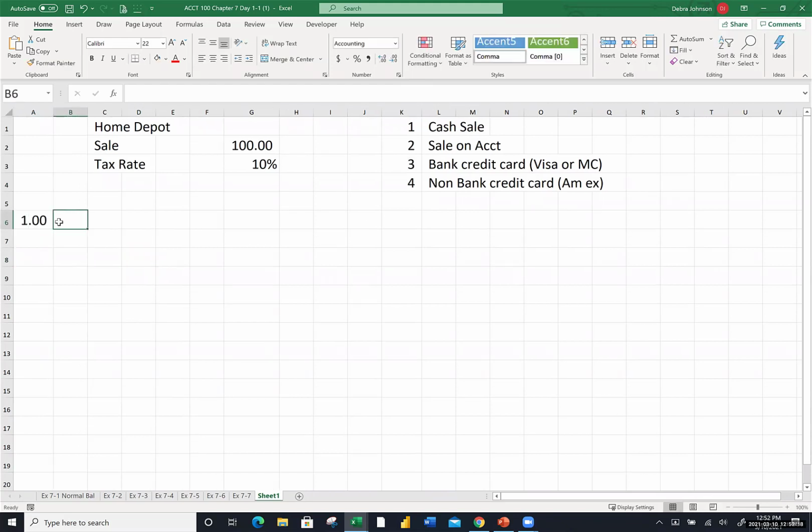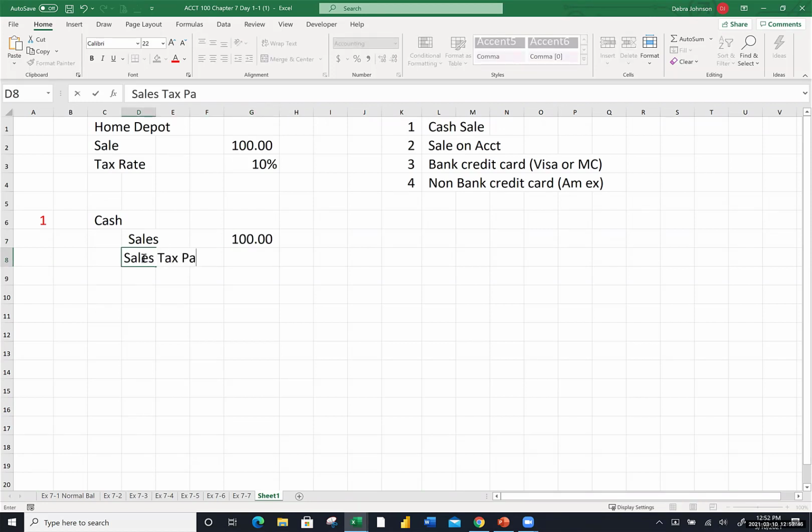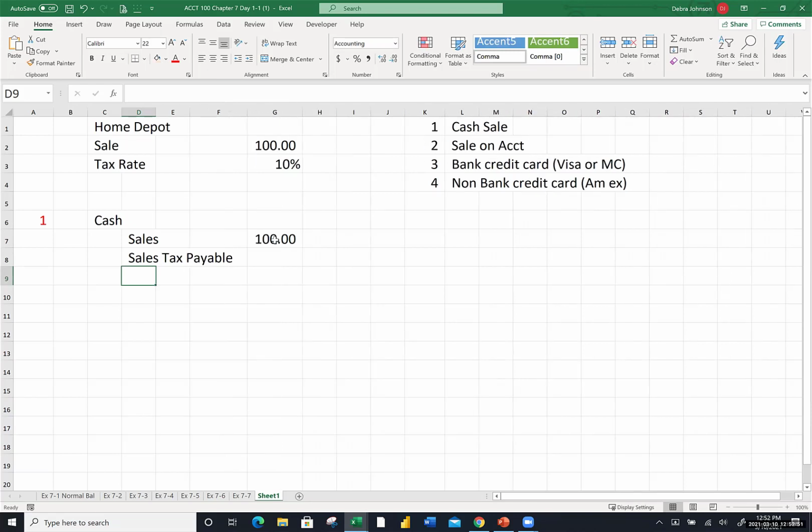So 1, cash sale. Think about being Home Depot. If you sell $100 worth of merchandise for cash at Home Depot, how much cash are they going to give you? Okay, well, this is what it's going to look like. We're going to get some cash, but in order to get that debit, we're going to record the sales at 100. And then don't forget, you have to collect that sales tax, because if you don't collect the sales tax, you're still responsible for it.